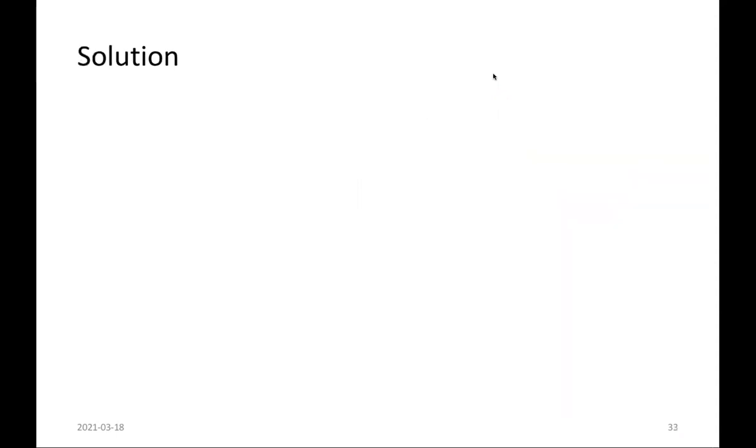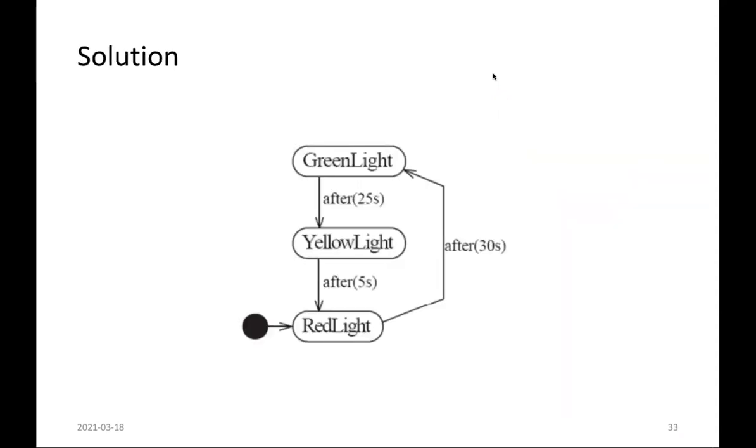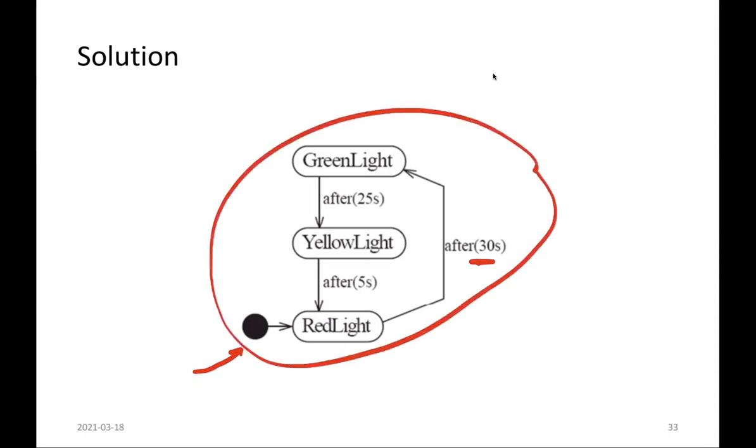And moving from the initial state, always start by red light. And after 30 seconds, the red light will go to green light, and the green light after 20 seconds will go to yellow light, and the yellow light after 5 seconds will go to red light. So this is the state machine diagram to describe the traffic controller.